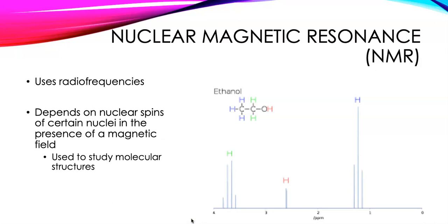So we can look at molecular structures. So for example, we've got an ethanol sample here, and there are sort of three different situations for hydrogens. And they end up having different amounts of energy to get them to do their thing, and so they show up in the spectra.